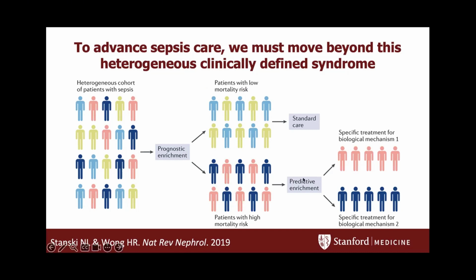And then the next step is what we call predictive enrichment, where essentially we identify sort of the biologic mechanisms that are underlying their high risk signature and then treat those biologic mechanisms, sort of subgroup 1 versus subgroup 2. So again, very similar to the idea in cancer, in which you stage and grade the cancer to figure out how severe it is, and then you use mutations and other markers to decide which therapy to give them.